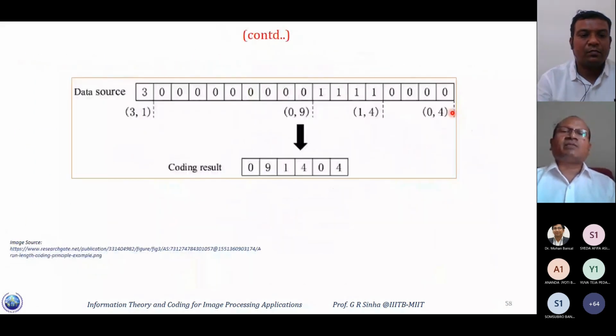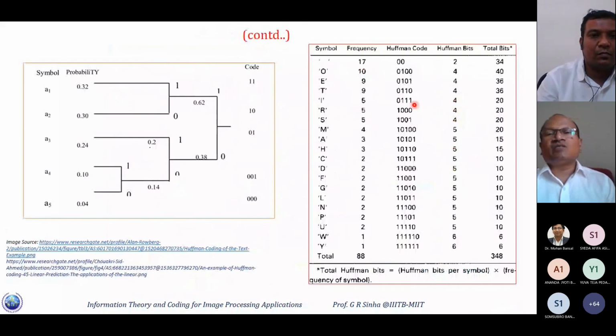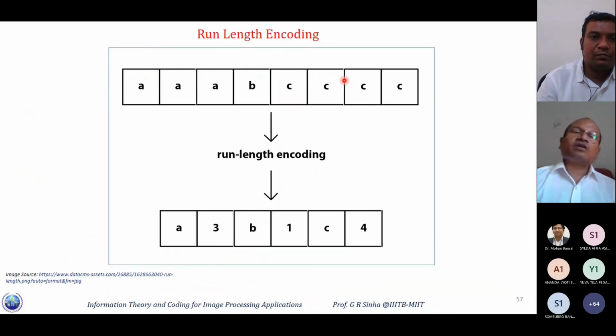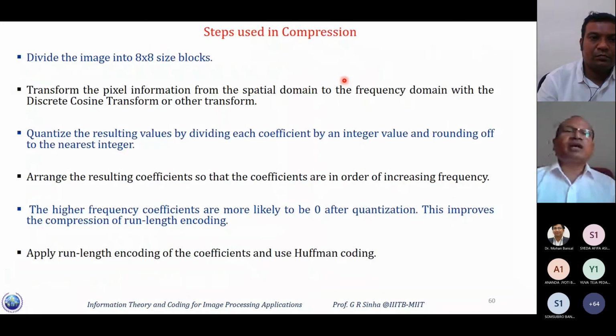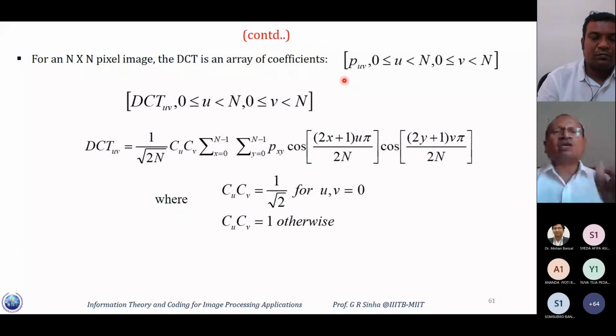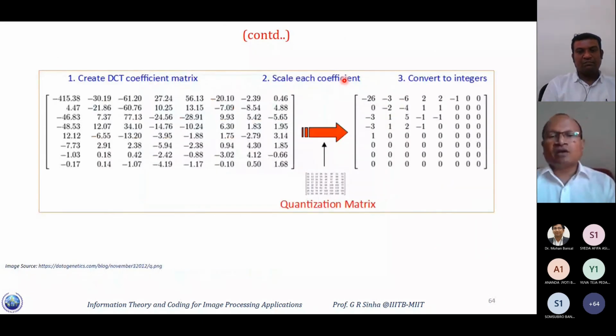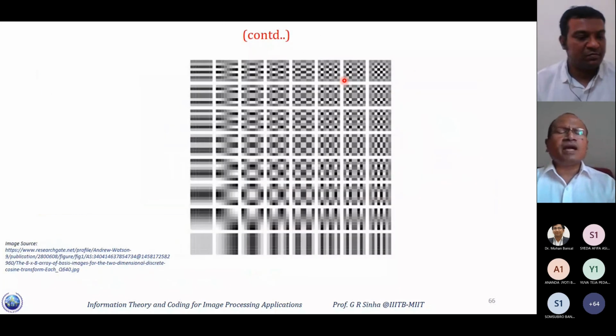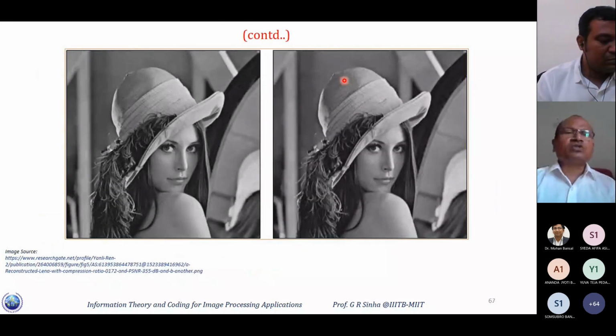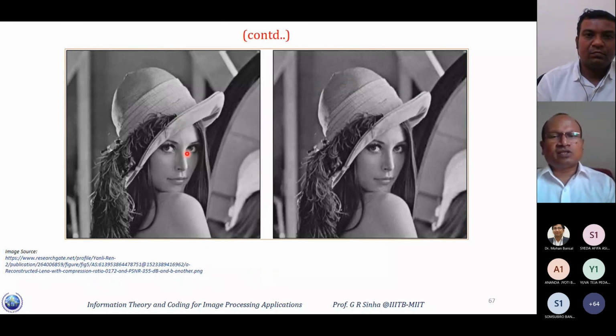And as I explained here, this one you see here, when you have frequencies of different values, you can use a Huffman coding or other coding, and you can represent your data and reduce the number of bits required to represent the image by addressing block by block. So you see here that the actual image is this one, and the compressed image is this one.